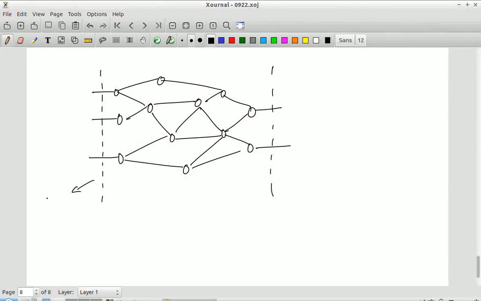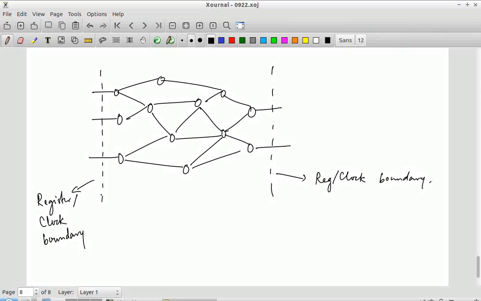This is a register boundary or a clock boundary. And the rest of the elements inside are combinational logic. They are only combinational. There cannot be any registers in between those two boundaries that are drawn over.